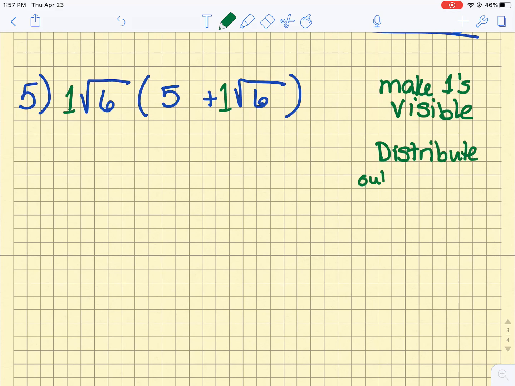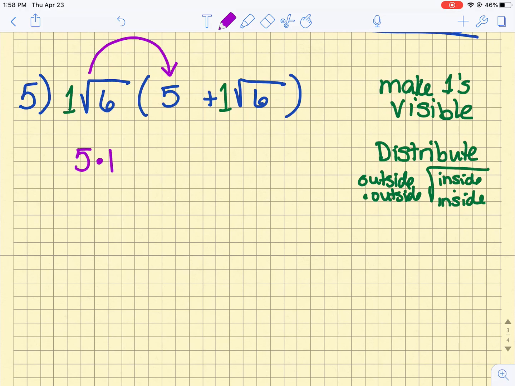And remember, it's outside times outside, inside times inside. Okay, and I'm going to distribute. Now I have to remember that 5 is an outside. That's a visitor. So that means I have a 5 times 1 and a root 6. And then I have a 1 times 1 and a root 6 times root 6.